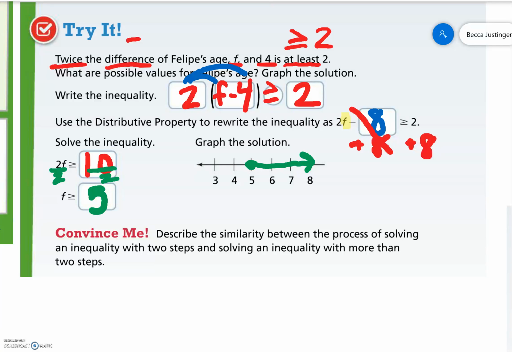Describe the similarity between the process of solving an inequality with 2 steps and solving an inequality with more than 2 steps. Well, if it has more than 2 steps, we have to distribute.